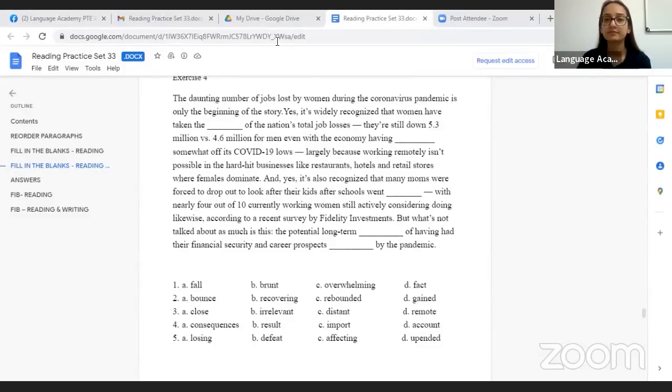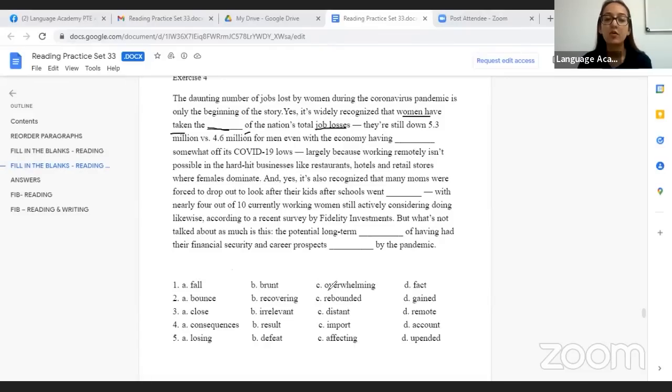The daunting number of jobs lost by women during the coronavirus pandemic is only the beginning of the story. Yes, it's widely recognized that women have taken the dash of the nation's total job losses. We need a noun before of, after the comes the noun. And if you pick up the easy words, women have taken the dash of job losses. So women have taken the fall of job losses. No meaning out of it.